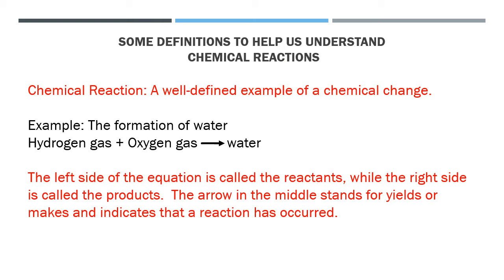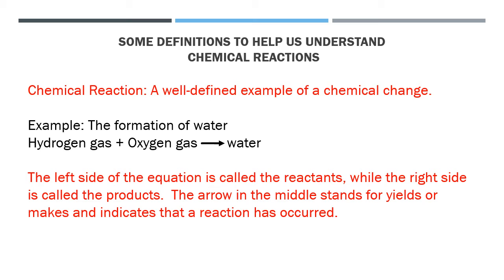So first of all, let's talk about some definitions to help us understand chemical reactions. A chemical equation is defined as a well-defined example of a chemical change. We know a chemical change has occurred if new products are formed, as well as certain indicators like heat, gases forming, color changes, etc. For our example, we'll look at the formation of water.